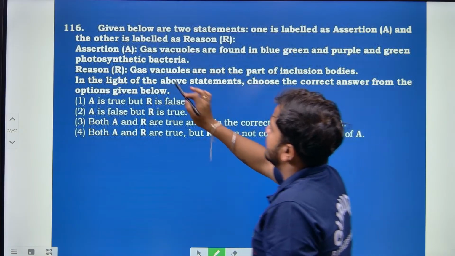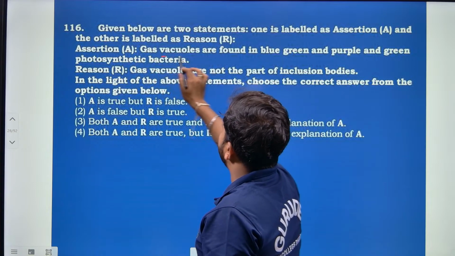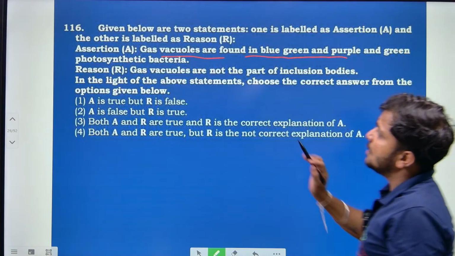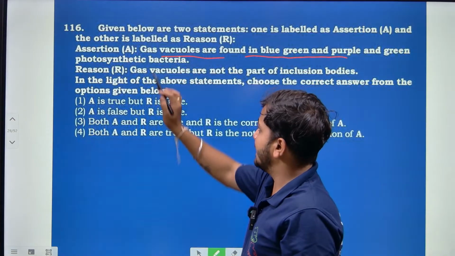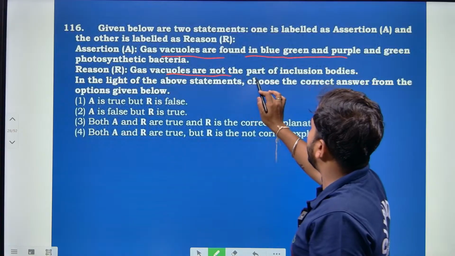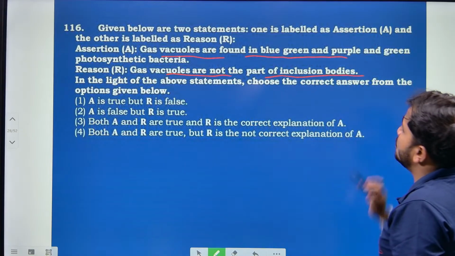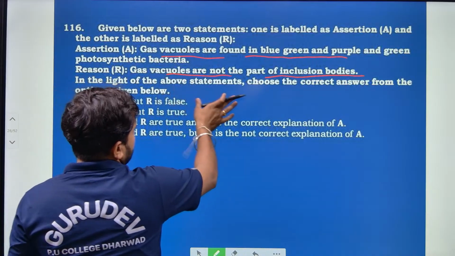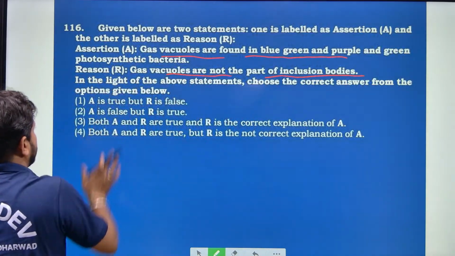Here the assertion says gas vacuoles are found in blue-green and purple and green photosynthetic bacteria. Then the reason is gas vacuoles are not part of inclusion bodies, right? In light of the above statements, choose the correct answer.